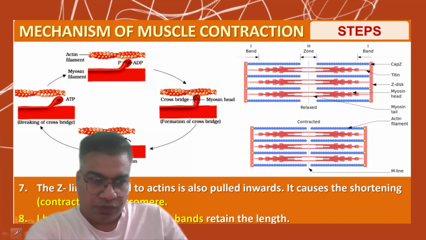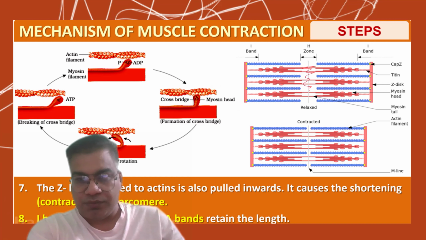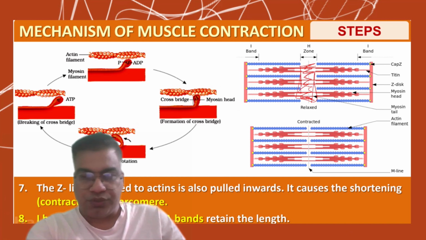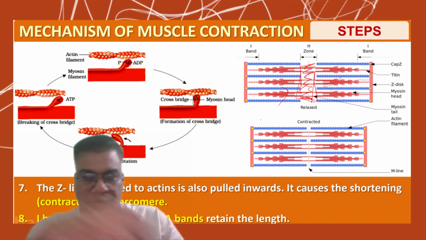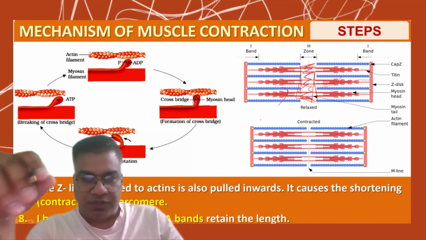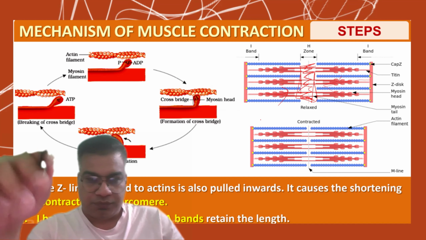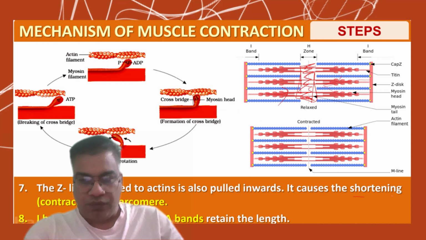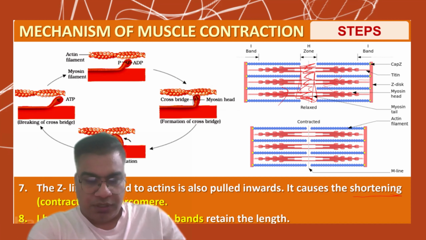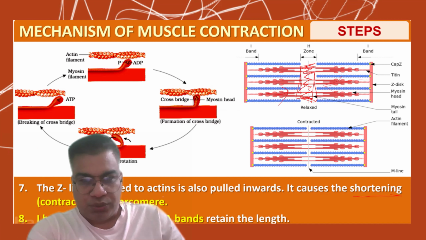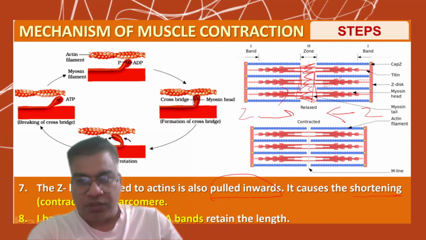When contraction occurs, this H zone gets shrunken. The width of this zone decreases because in both directions myosin filaments are pulling actin filaments inwards. So it causes shortening of the sarcomere. The Z lines attached to the actins also pull inward. This Z line also gets pulled inward.